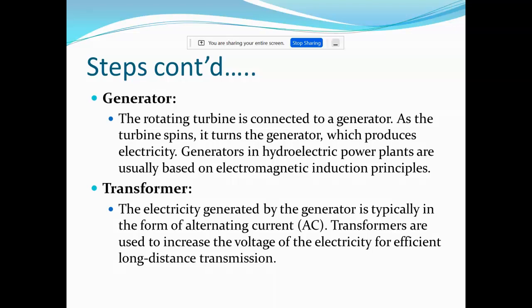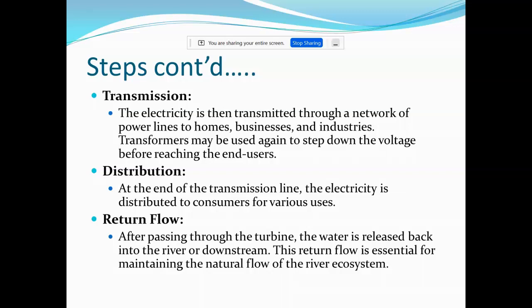Then the next step is the transformer. The electricity generated by the generator is in the form of alternating current, that is AC. Transformers are used to increase the voltage of the electricity for efficient long distance transmission. Okay, thank you. And now after production and being stepped up, we have the transmission stage, where the electricity is transmitted through a network of power lines to homes, businesses, and industries.